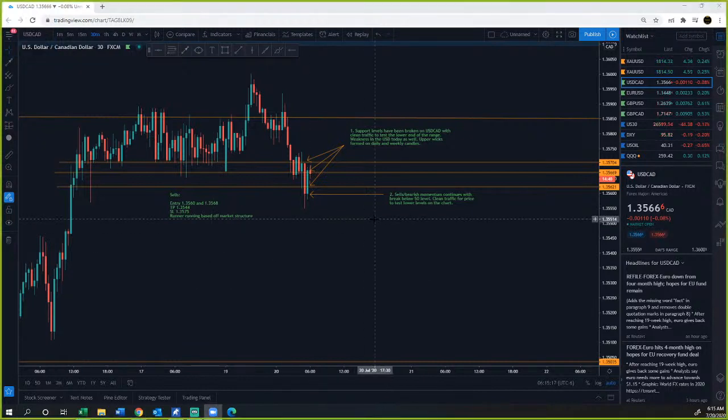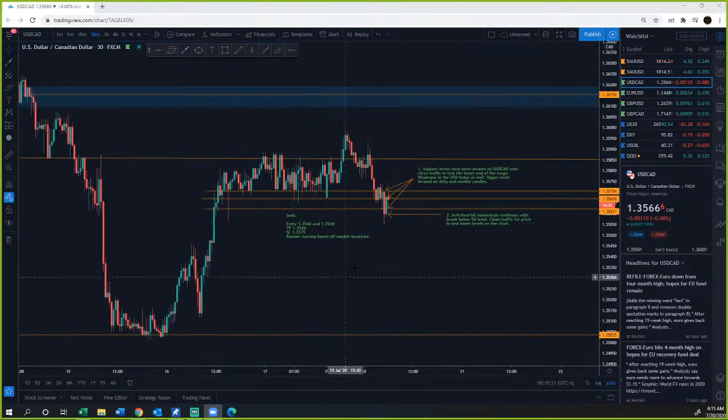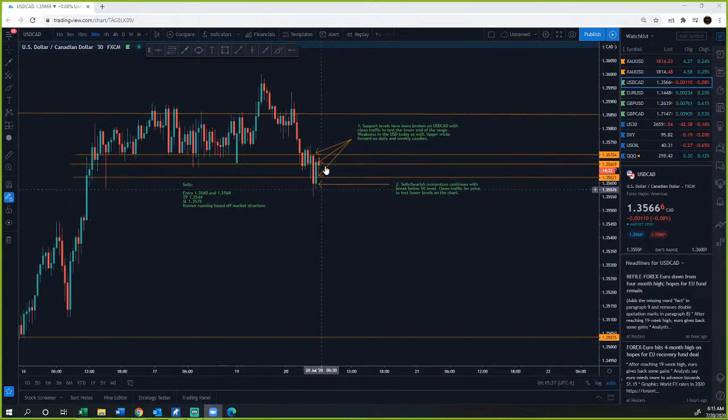That's a clean range to 45. I see what you're saying. Yeah, so it has that clean range going down, and it did break support, so that's why I took it.